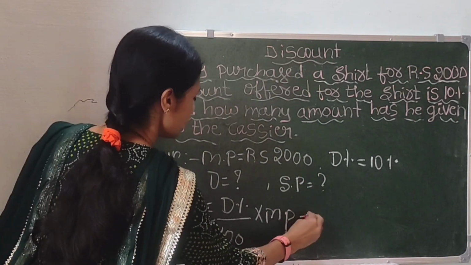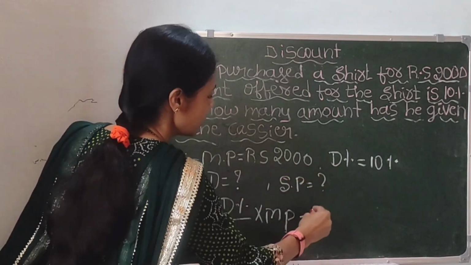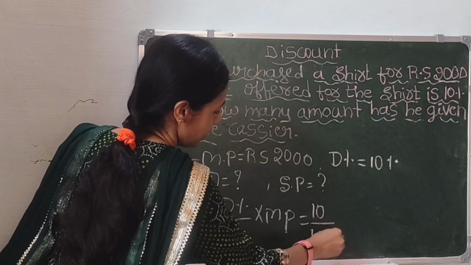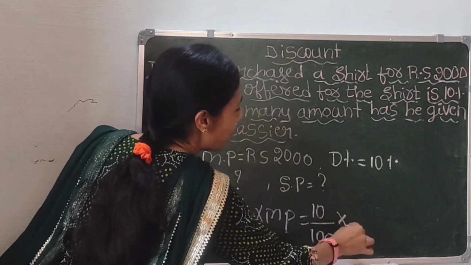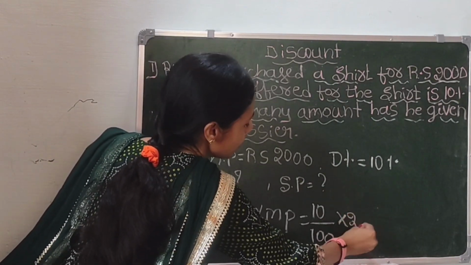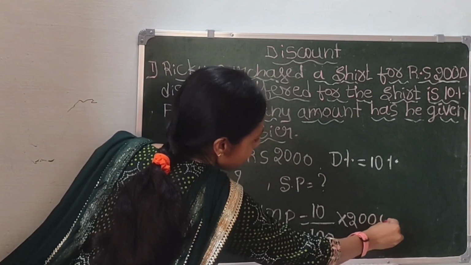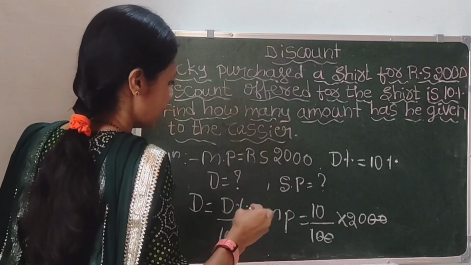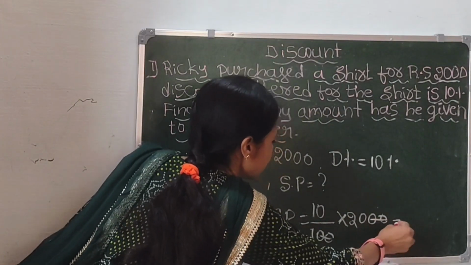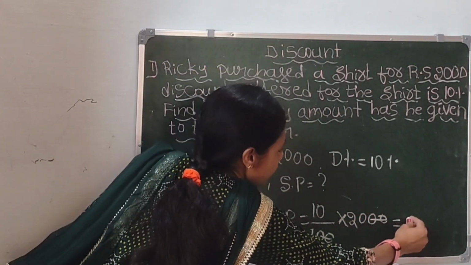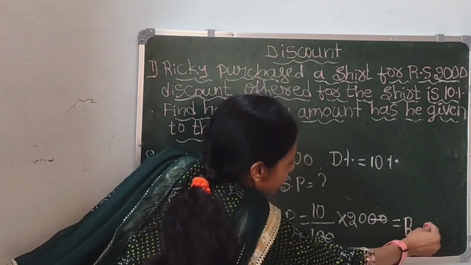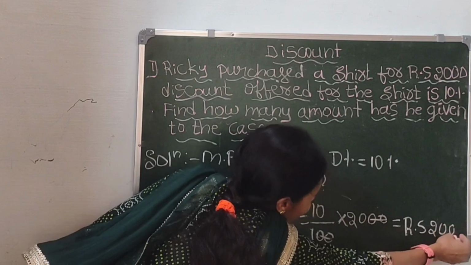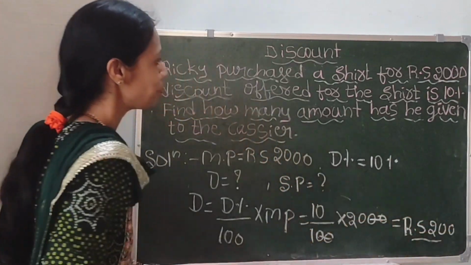Okay, so discount percent is 10%. 10 divided by 100 into marked price, which is 2000. Simplify this one, we get discount. So discount is equal to 20 times 10, which is Rs 200. Okay, this is discount.